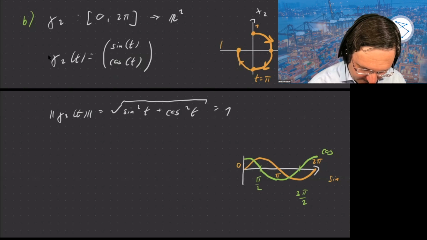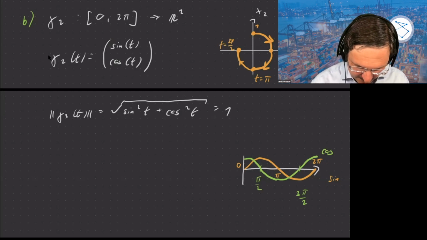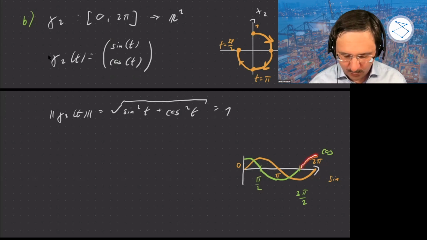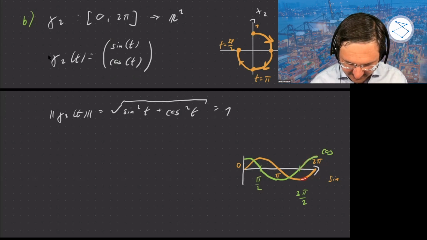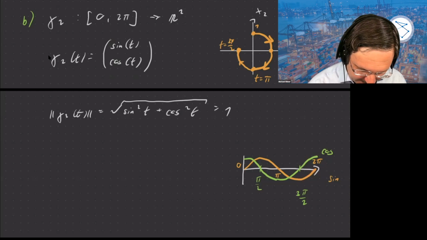Here, that's the point 3 pi over 2. And finally, close that gap here. So now we are here. And now the cosine, so the x2 coordinate increases up to 1. And the sine is increasing from -1 to 0. So we're closing that circle here finally.